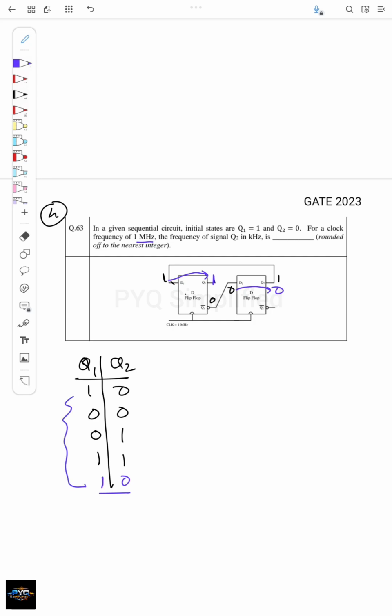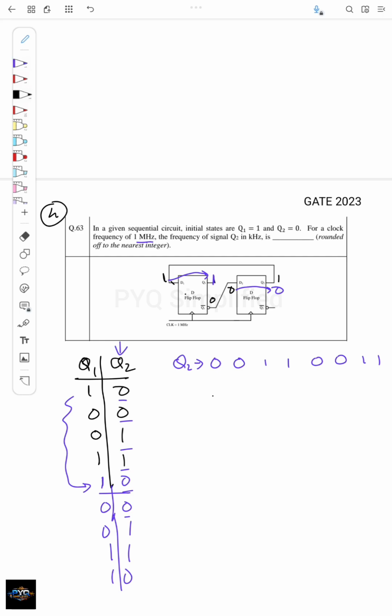Again, if you see here, this 1 0 has been reached. So this same 1 0 has repeated. Now what will be the next sequence? It will be 0 0, 0 1, 1 1, 1 0. So it will repeat. So if you see this sequence just for Q2, first it is 0 0, then it will be 1 1, then again 0 0 1 1, right? So I'll just draw here. The sequence for Q2 will be 0 0 1 1 0 0 1 1.